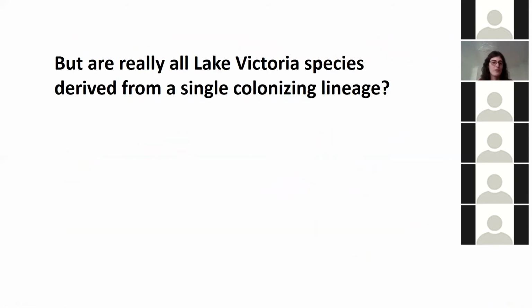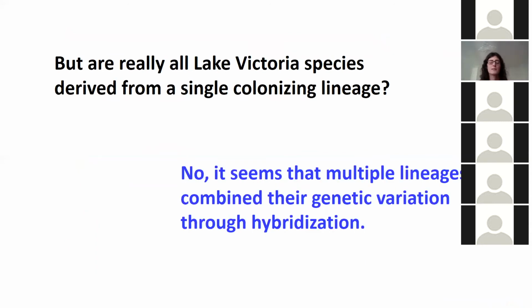So are they derived from a single colonizing lineage? Not really. There are two deeply divergent mitochondrial lineages, and there's also evidence for additional introgression from the Western lakes. So it seems that multiple lineages combined the genetic variation through hybridization. And that explains why the Lake Victoria Kyoga cichlids are pelagic, despite apparently being derived from multiple colonizing lineages.